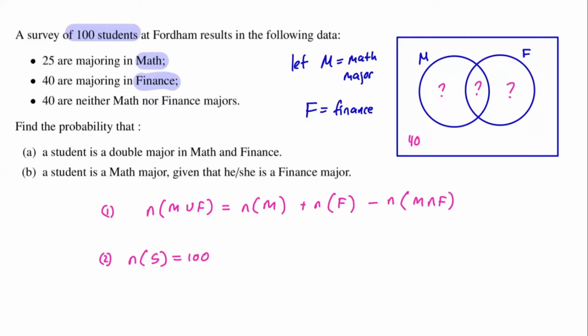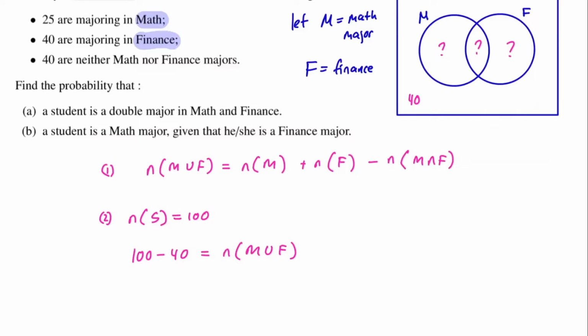Now, since I know that there are 40 outside of the circles of M and F, if I do 100 minus 40, I get the number of elements in M union F. That will give me how much is in the union. So the number of elements in M or F is going to be 60. So these three regions together give me 60. That is good information to have. I'm going to hold on to that, and substitute it right here.